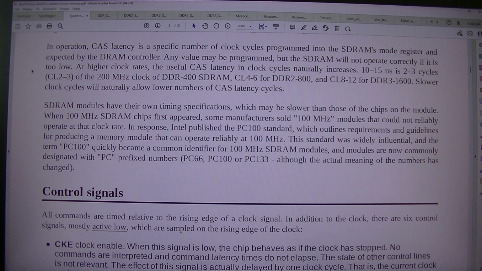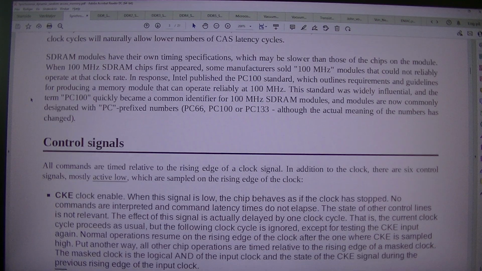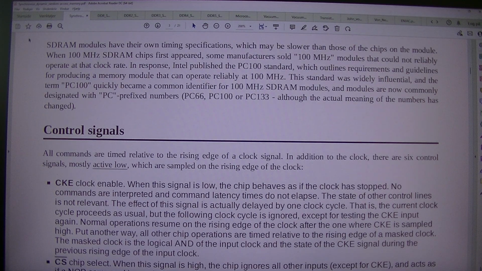10-15 ns is 2-3 cycles (CL2-3) of the 200 MHz clock of DDR400 SDRAM, CL4-6 for DDR2-800, and CL8-12 for DDR3-1600. Slower clock cycles will naturally allow lower numbers of cache latency cycles. SDRAM modules have their own timing specifications, which may be slower than those of the chips on the module.